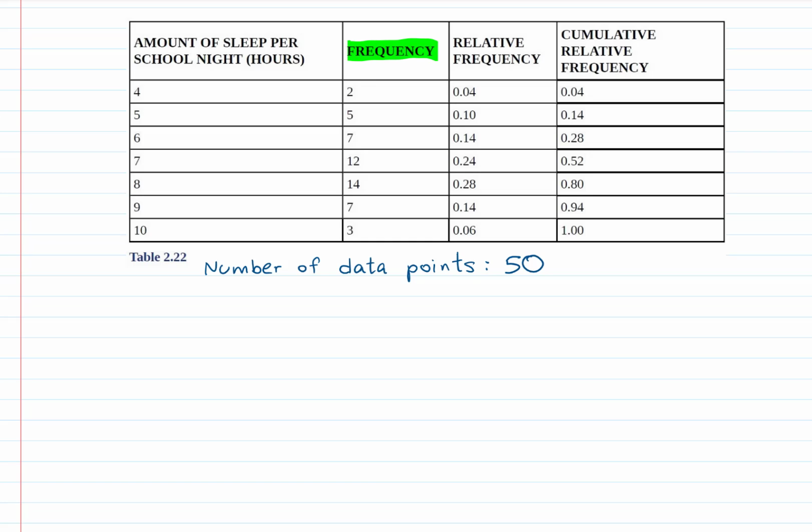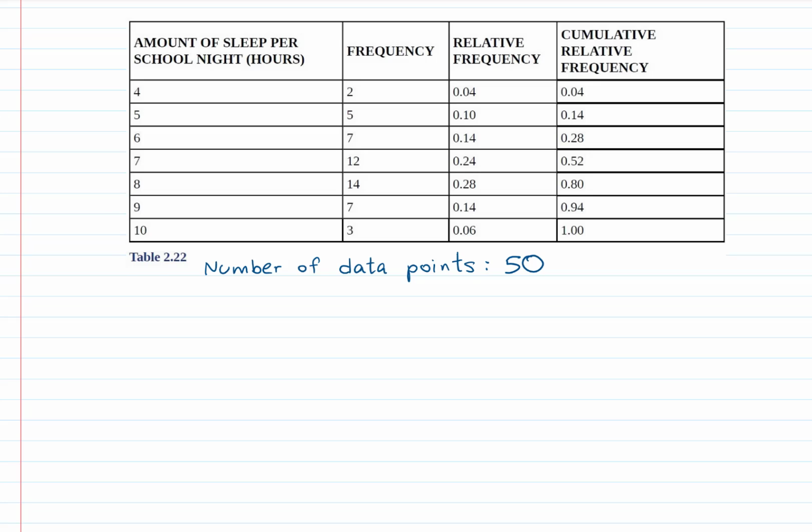We could list all 50 numbers out. I could write 2 4s, 5 5s, 7 6s, and so on. But that's going to take a long time, and to be honest with you, it's kind of juvenile to have to do that. I think that we're college students here. Let's be a little bit more sophisticated about it and just think about this, okay? There's 50 data points. Let's find the median.